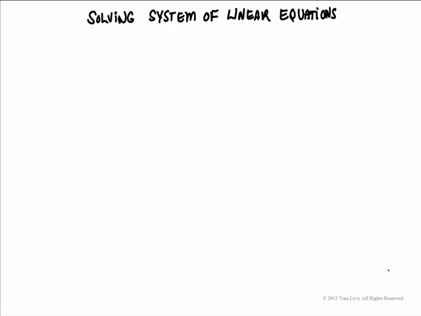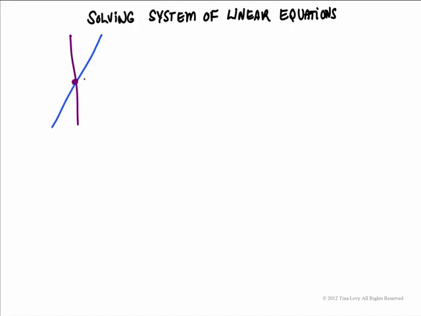We're going to look at solving a system of linear equations. Each linear equation represents a line. When we have a system of linear equations, we're going to have a system of two lines. In most cases, if we think about it, two lines very often intersect in one point.